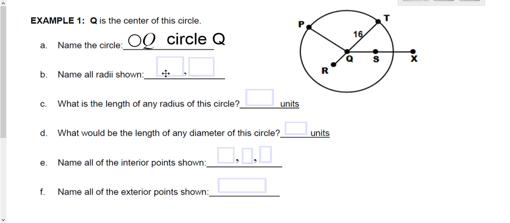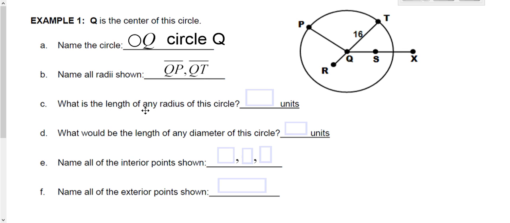Same with these segments when I name them. A radius is a segment. What does it go from? From the center to a point on the circle. So one of them is QT here. Then I look at the center and there's another one right here, QP. And if you're writing them on paper, you use the segment symbol up on top. Segment QP, capital letters, segment QT. If you can't write the segment symbol on the computer, you're going to write the word segment QP, or segment QT.